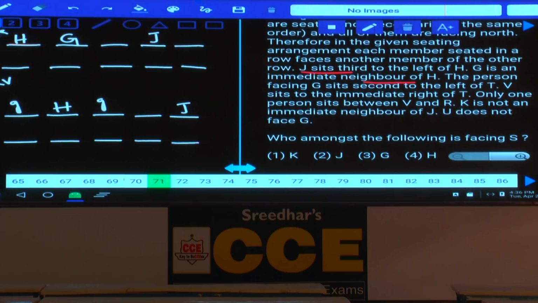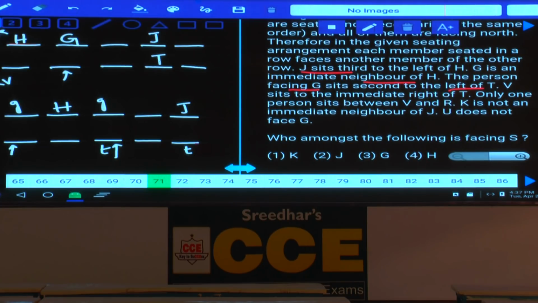And the person facing G sits second to the left of T. In the first case, T is here. The person facing G means this person is seated second to the left of T. And similarly here, if G is here, the person facing G will be here, then T will be here. Or if G is here, then T will be here. How many possibilities do we have? Two possibilities, based on the position of this G.